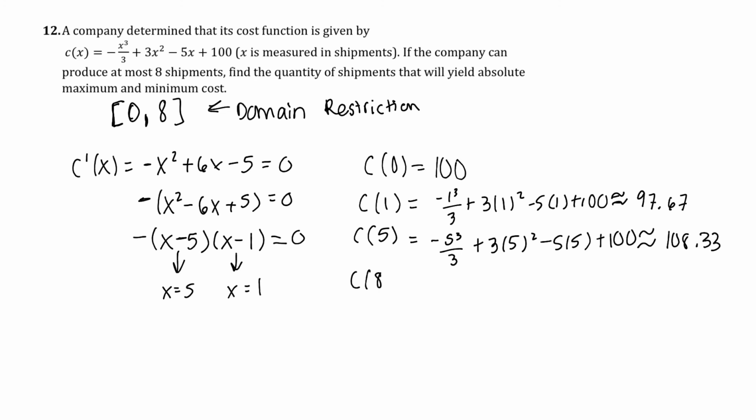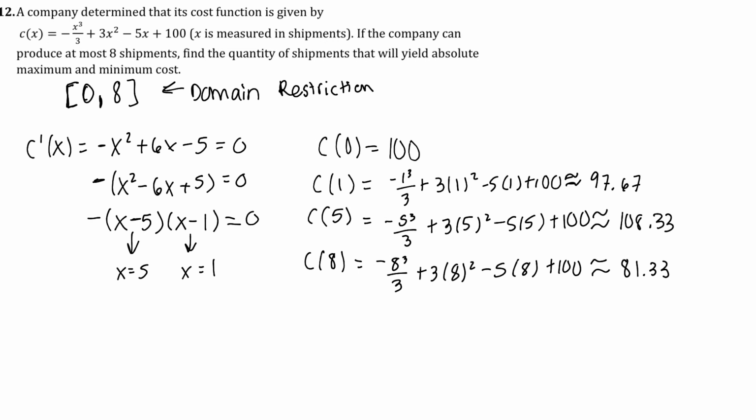And then finally, the last endpoint, which is 8, negative 8 cubed over 3 plus 3 times 8 squared minus 5 times 8 plus 100 should give approximately 81.33. So if you're talking about minimum and maximum, the smallest number on here is here. It's the min. And the maximum number on here is here.